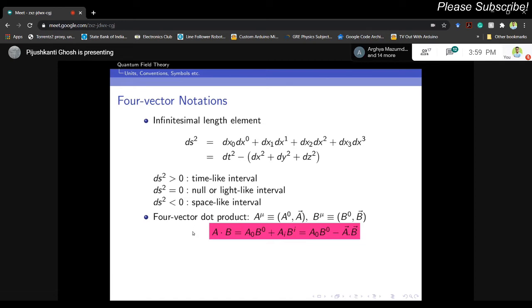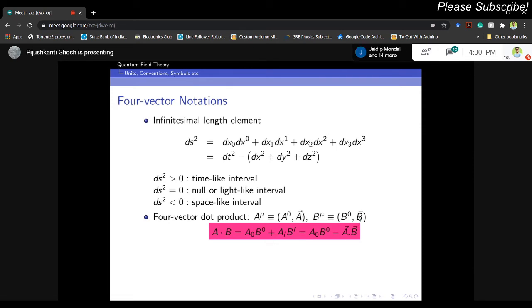Now 4 vector dot product, so this is the 4 vector, any 4 vector. This is the temporal component, this is spatial component. Similarly b mu, temporal component, spatial component, and whenever we give this vector sign on top, that means this is a spatial vector a1 a2 a3 b1 b2 b3.